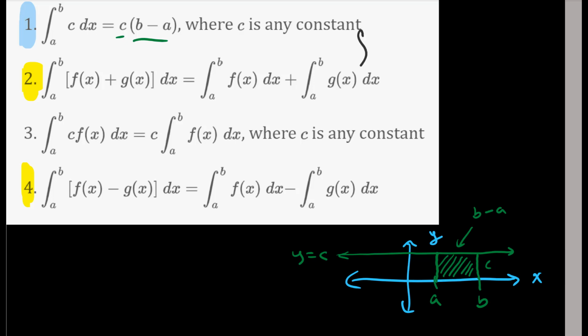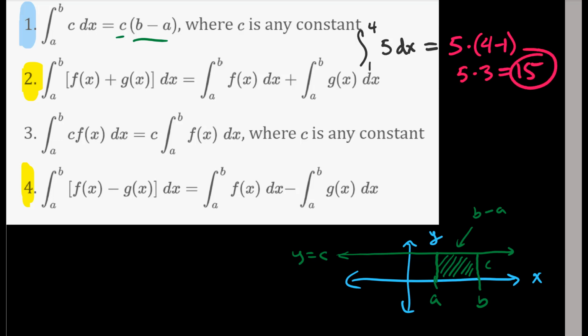For example, the integral from 1 to 4 of 5 dx would be equal to, let me change my color. What's the difference between 1 and 4? So that'd be 5 times 4 minus 1, so that's 5 times 3, which is equal to 15. Right? Because from 1 to 4 is 3. 3 times 5 is 15. That's it. Constant rule.